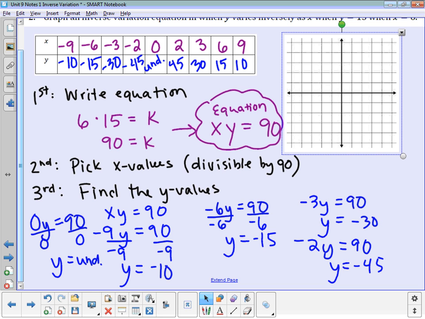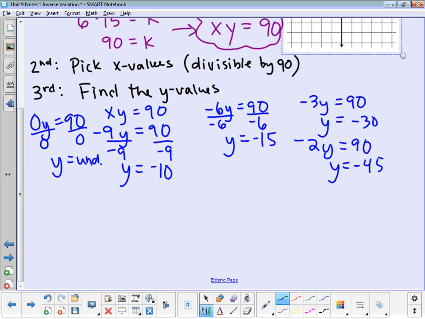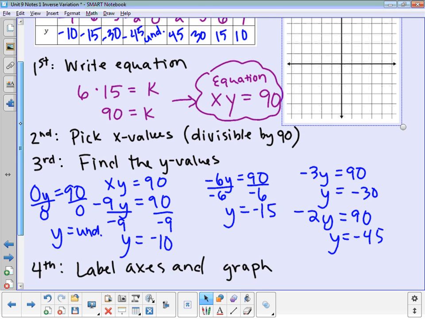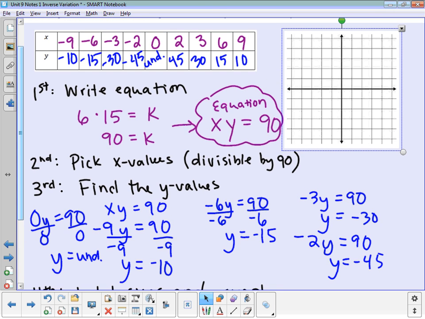So let's go ahead and label our graph. That's going to be the last thing that we'll do. My fourth step, I should say. Fourth, I'm going to label the axes and graph. So if I look at my x and y values, my x values are going up to 9. So I'm just going to say maybe I should count by 2's to get all the way up to 10. So this is going to be 2, 4, 6, 8, and 10. That's -2, -4, -6, -8, -10.